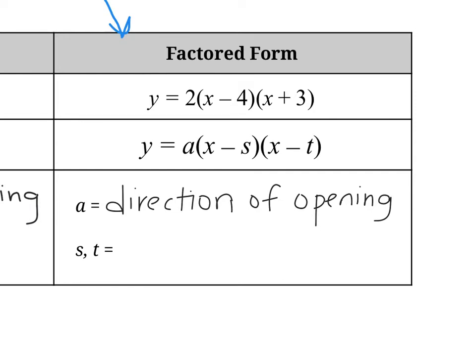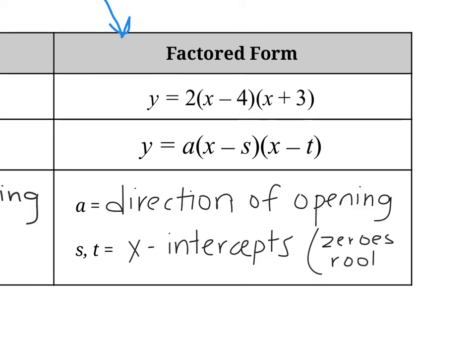S and T represent your x intercepts. And there are lots of different names that are used in math for x intercepts, specifically when we are talking about quadratic equations. They could also be called the zeros, or they could also be called the roots.